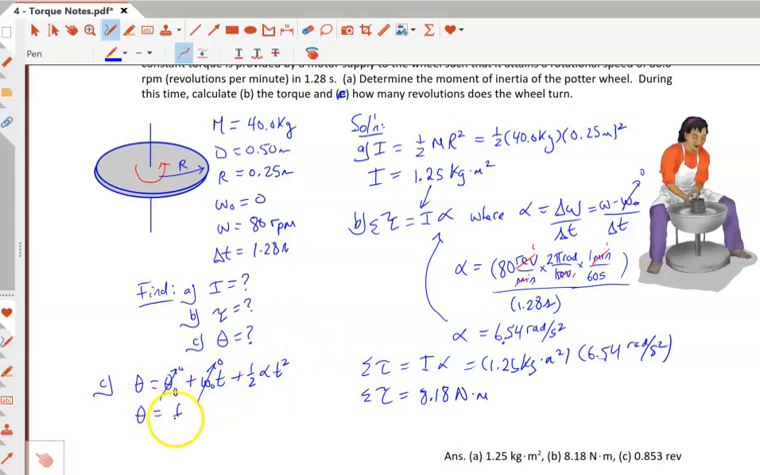So the final theta will be 1/2 times the angular acceleration, 6.54 radians per second squared, multiplied by my time interval of 1.28 seconds, that's being squared. And our angular position is, pulling my calculator, 5.36 radians. Now, I see my answers in revolutions, so how do we convert it back to revolutions? Well, in 1 revolution, there are 2 pi rads. So we divide by 2 pi, and that gives you 0.853 revolutions. That's it for this example.